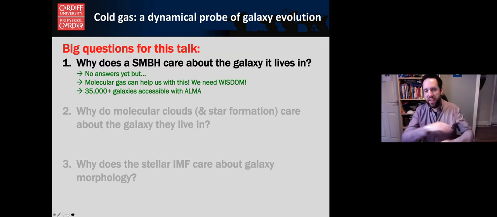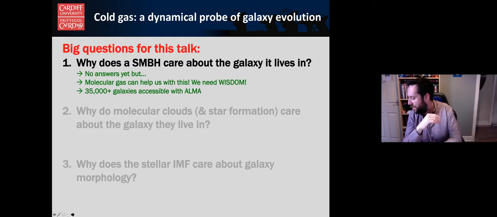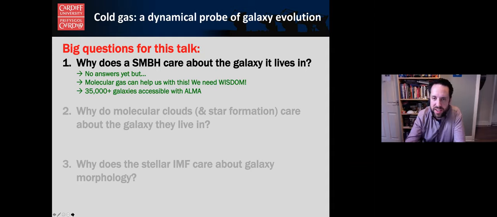So a little conclusion for that section. Why does a supermassive black hole care about the galaxy that it lives in? Well, I can't tell you the full answer yet because we're still building up the statistics, but with WISDOM and molecular gas, I think we are on a good way to answer this question.